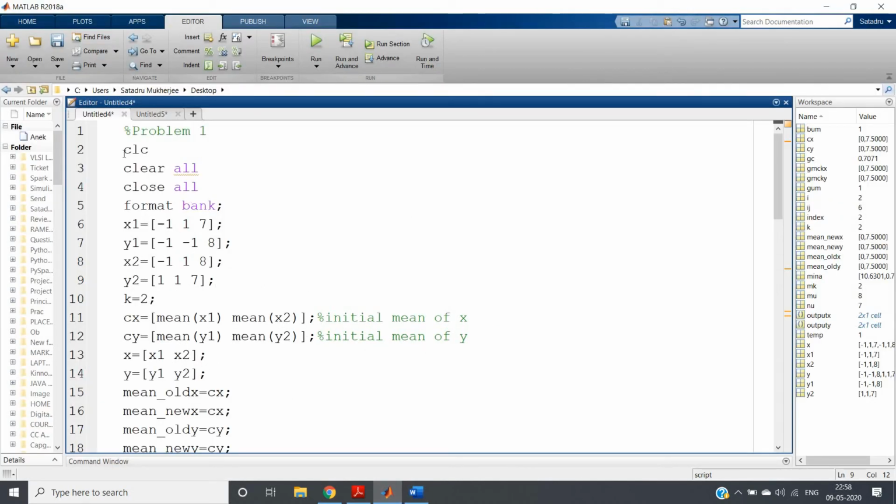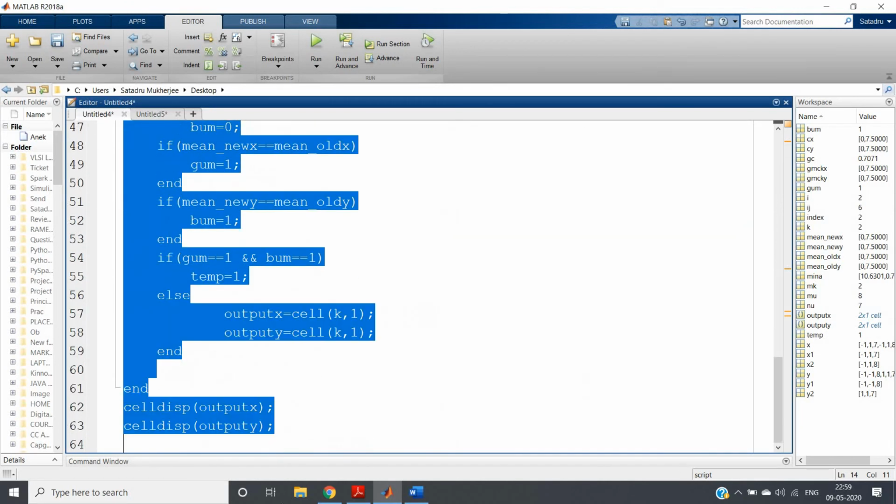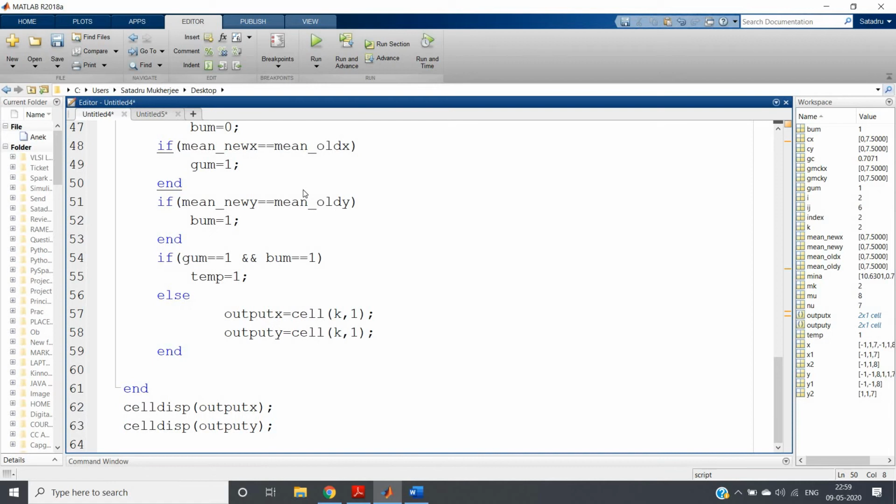See what I have done here: clc, clear all, close all, format bank, then x1 y1 x2 y2, k equal to 2. We are taking initial means using the mean of these two different clusters, and then after appending, the next part from the mean of old x is the same as I have discussed. You can check the description link. I will be posting the link of my previous video where I have explained this algorithm.